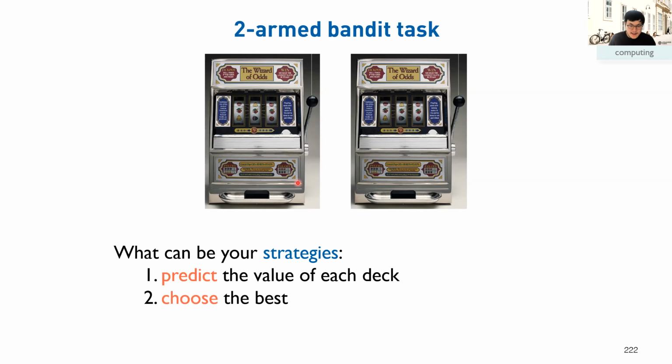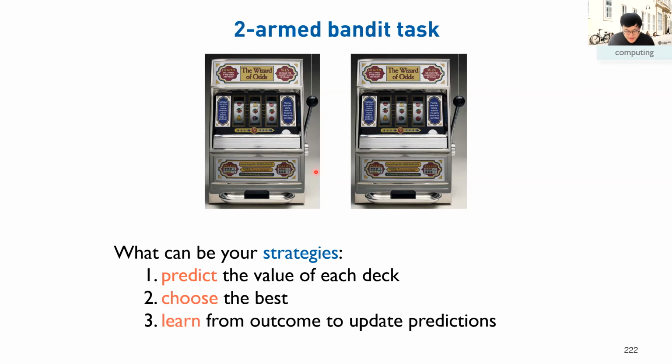And then what you can do is you choose accordingly. So if you think the left one is better, the left one has higher value, then you just choose this one. You just choose to play with this machine. And after playing, after you pull this lever, you will see the outcome, right? And then using the outcome, you could learn and update your predictions. So if you think this is good, and you decided to play with this one, and then it turns out indeed that this one gives you more reward, then this will reinforce you to play with this machine one more time.